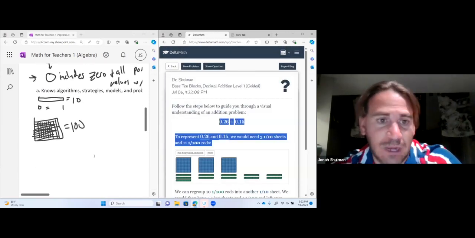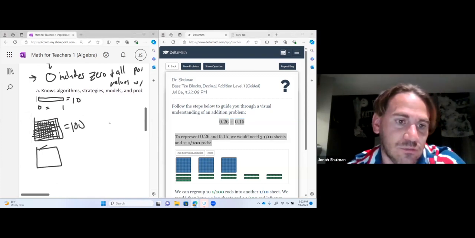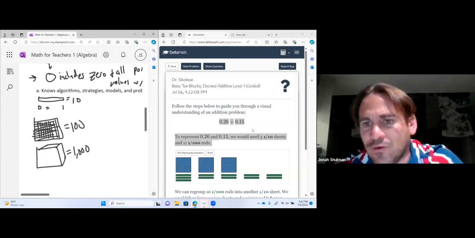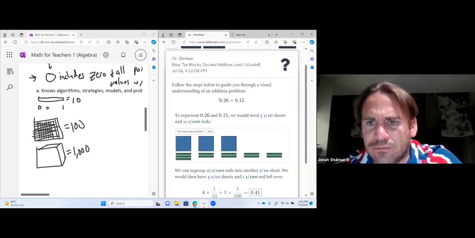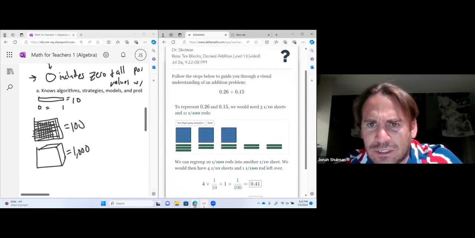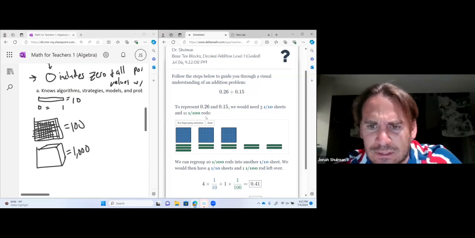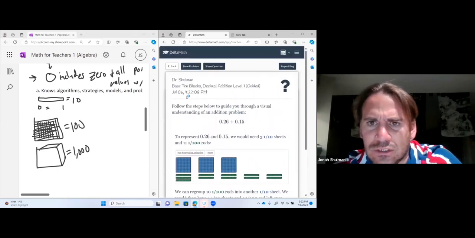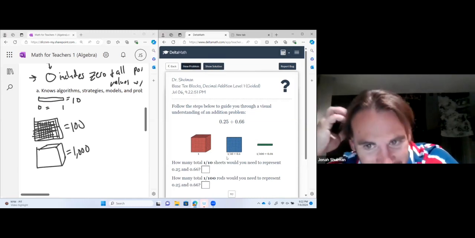All right, let's go. So I haven't needed the notes yet. Just if you're using these, the one that's like the crazy cube, this one's going to be 1,000. And you'll have these in your classroom. So follow the steps below to guide you through a visual understanding of an addition problem. So 0.26 plus 0.15. To represent 0.26 and 0.15, we would need 3 1/10th sheets and 11 1/10ths here. Oh, it's because it's already showing us the solution. My bad. We have to do the question. I'll do a new prompt. Sorry about that. All right, here we go.